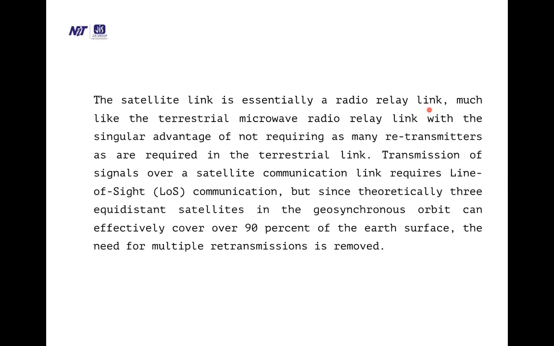The satellite link is essentially a radio relay link, much like the terrestrial microwave radio relay link, with the singular advantage of not requiring as many retransmitters as are required in the terrestrial link. Transmission of signals over a satellite communication link requires line of sight (LOS) communication. But since theoretically three equidistant satellites in the geosynchronous orbit can effectively cover over 90% of the Earth's surface, the need for multiple retransmission is removed.